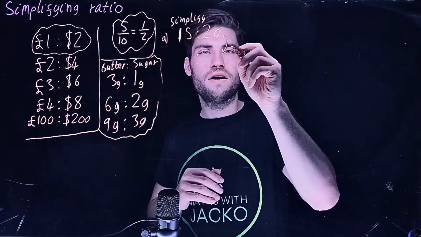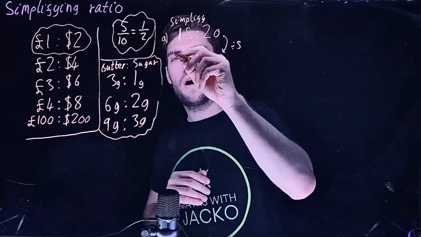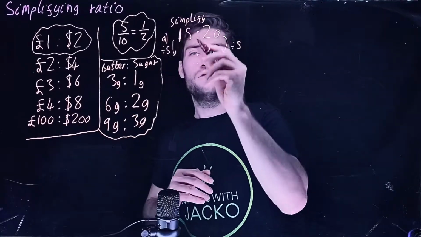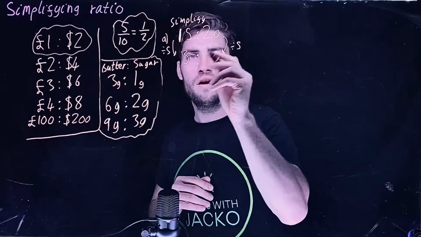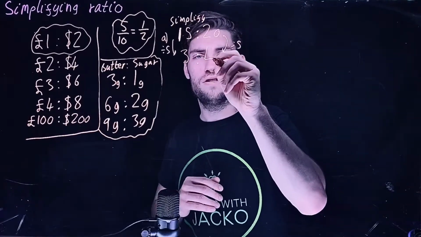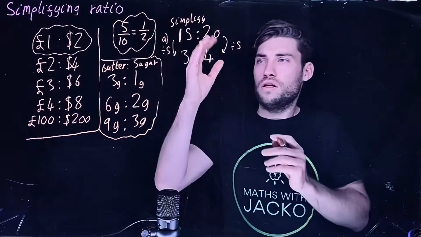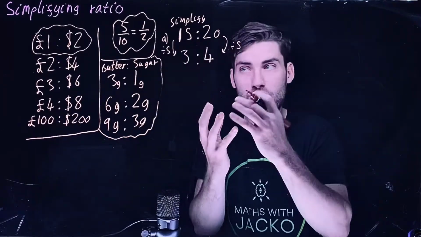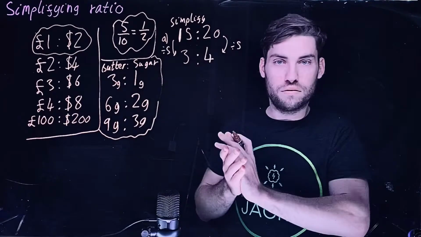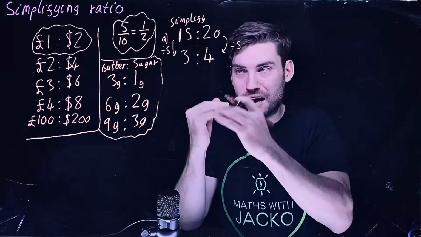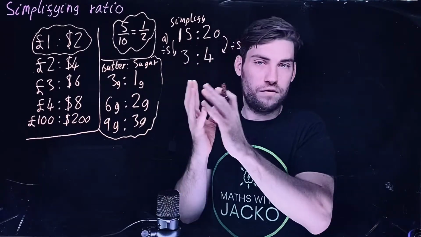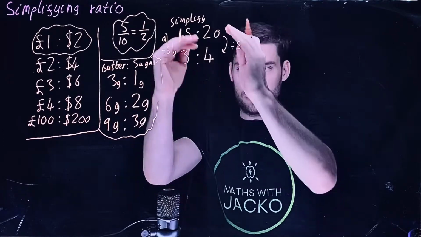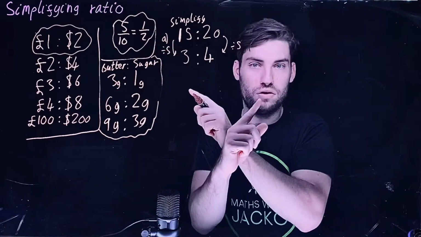So if I divide both of these by 5, 15 divided by 5 is 3, 20 divided by 5 is 4. So the ratio 15 to 20 in its simplest form is 3 to 4, okay? Hopefully we're starting to see that. But 15 to 20 is different from 20 to 15, okay? It will still simplify to the same answer, but it will be written the other way around.